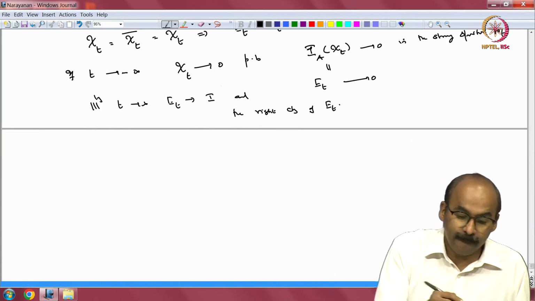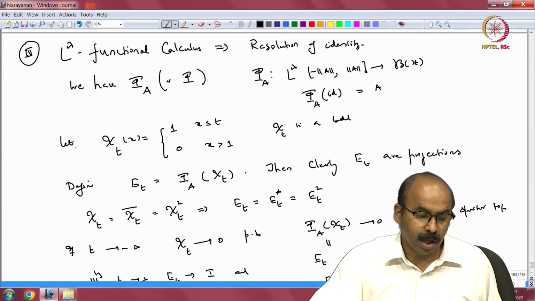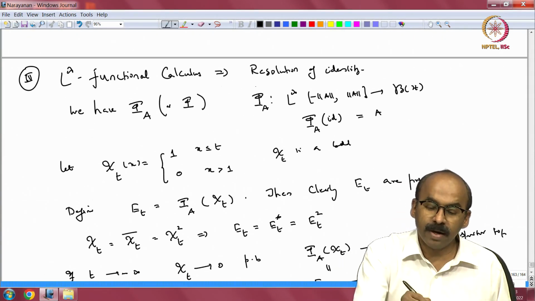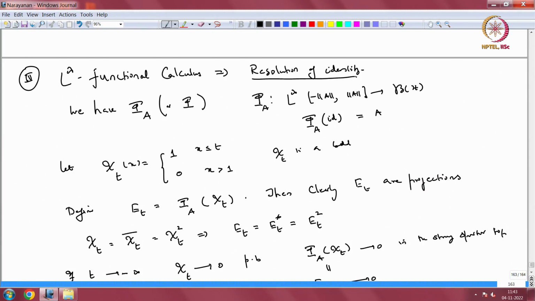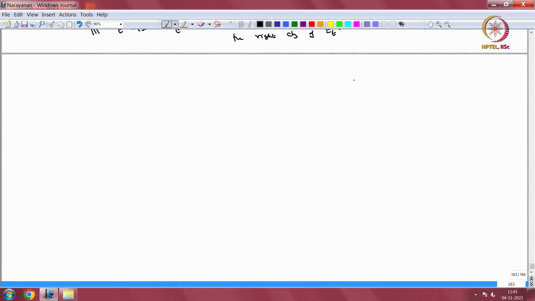So, recall that this does not finish what we want, because we wanted a resolution of identity, and the resolution of identity should be such that the operator A is obtained by integrating the identity function, that is t going to t, with respect to E sub t. So, let us justify that. Okay, so recall that.